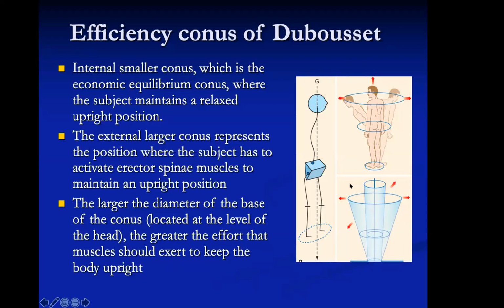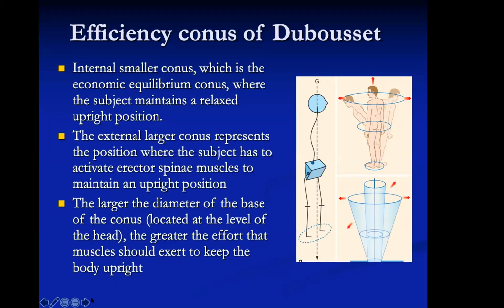When you're outside this cone, if you imagine yourself bending forwards and walking, you spend more energy. So this is called economic equilibrium. That is the goal of any spine surgery. A patient comes with spinal deformity, and we try to get him into this inner cone because we want him to spend less energy when he walks. Any patient who is leaning forwards like this and getting into the outer cone spends more energy.